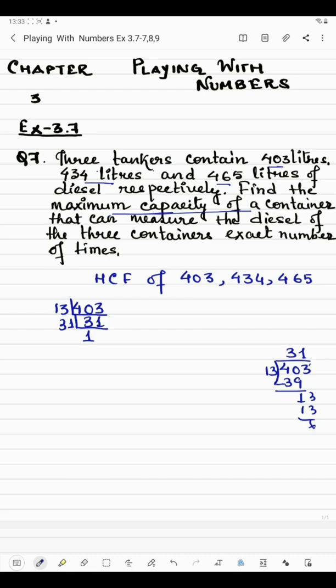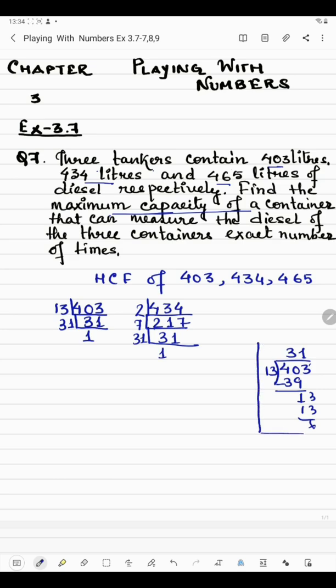Now we will find the prime factorization of 434. As the last digit is an even number, it will be divisible by 2. So 2 2s are 4, 2 1s are 2, 2 17s are 34. Okay, so here this won't be divisible by 2. After this, this 217 is divisible by 7, so we can take 7 here. 7 3s are 21, 7 1s are 7. Now 31 1s are 31.